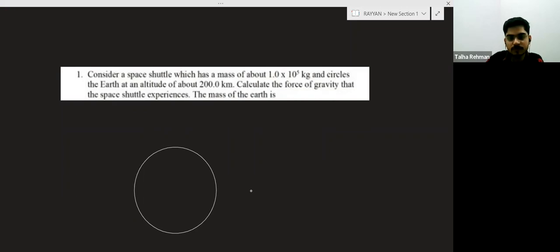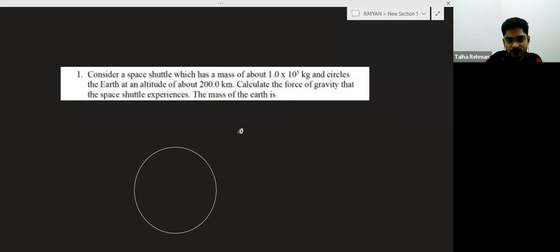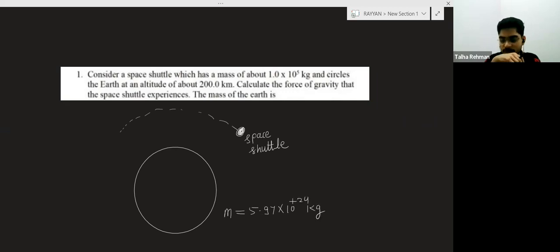And there is one space shuttle which circles the earth. Suppose this is the space shuttle. The mass of the earth is not given in the question. It is 5.97 × 10^24 kg. This is the mass of the earth.